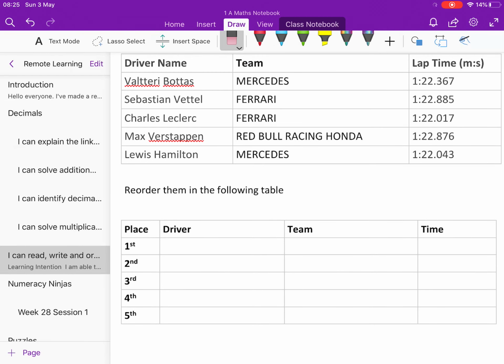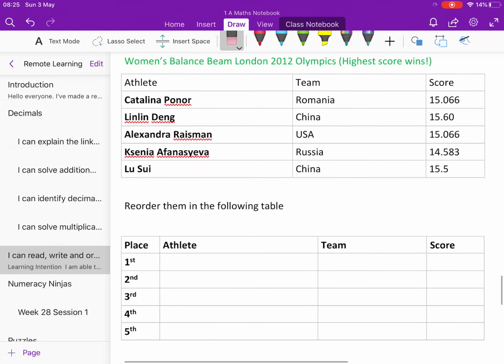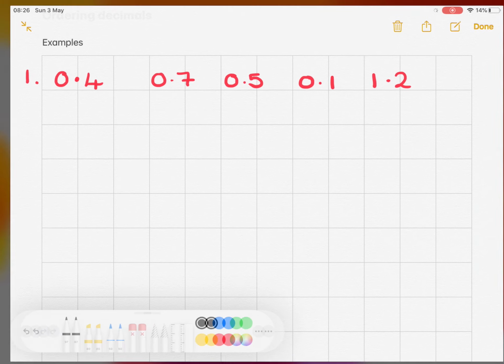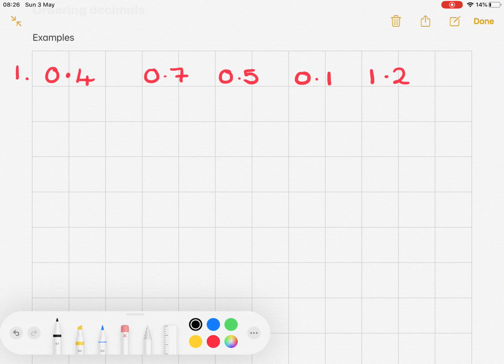Okay, so if you're happy with this, fire on, go and get stuck in, just crack on with it. If not, if you're a wee bit unsure or you want a little bit extra help, then I'm just going to go through a little technique of how to help you order decimals. So when you're ordering decimals, we need to think about how many decimal places we've got, and what sort of decimals we're dealing with.